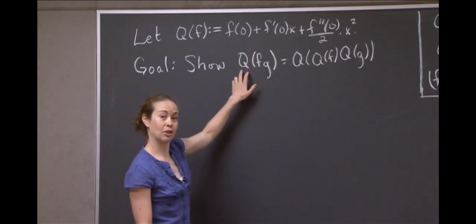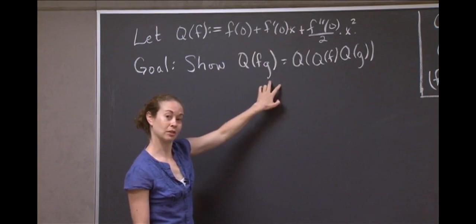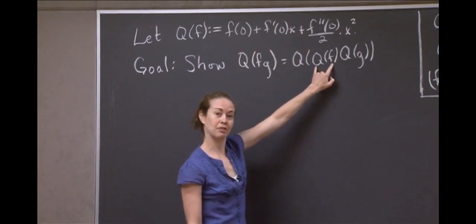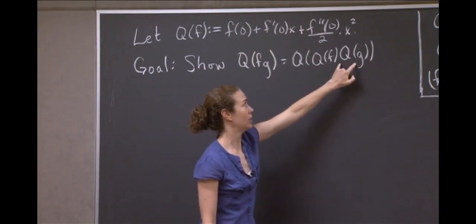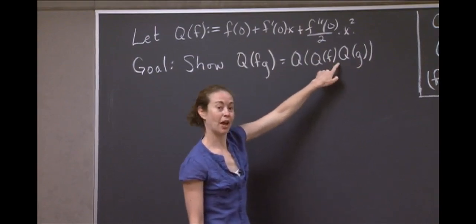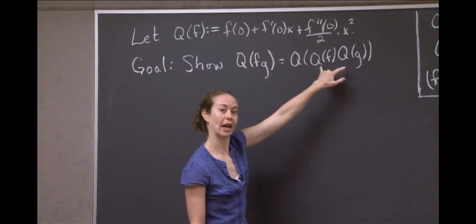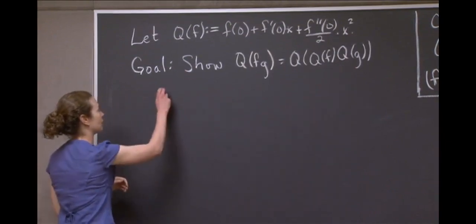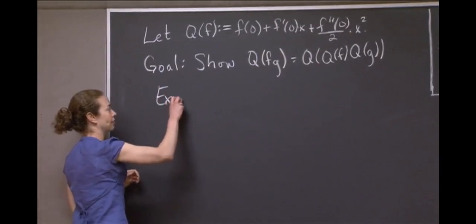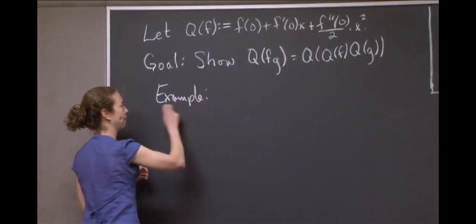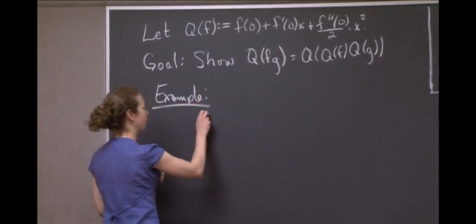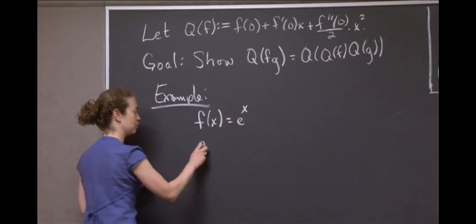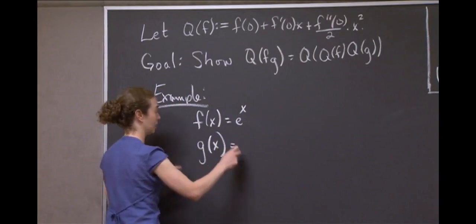If I wanted to take the quadratic approximation of a product of two functions, what I want to show is that instead, I could take the quadratic approximation of each individual function, multiply those together, and then take the quadratic approximation of what I get as a result. So let me give you an easy example. For instance, let f of x equal e to the x, and let g of x equal sine x.